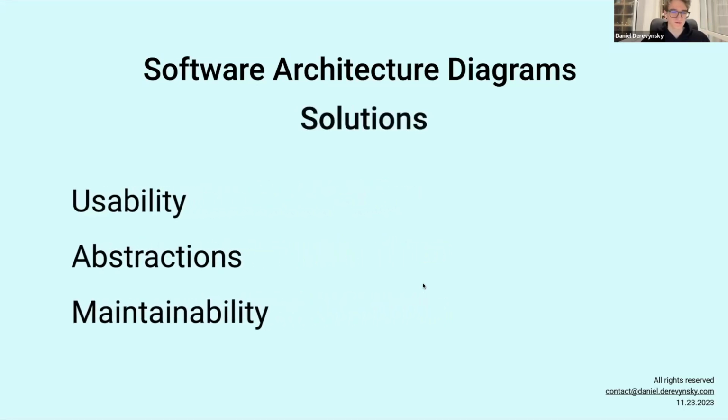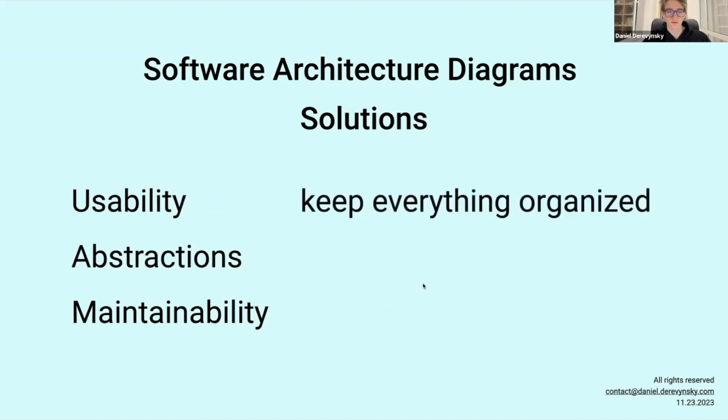So let's briefly discuss the possible solutions to the problems that we highlighted. Usability has a pretty obvious solution. If you have a lot of diagrams already and you think you're not using them enough, this may be a sign that they're hard to navigate. To help with that, you can start organizing them. You can either put them in one location on your Google Drive, or hyperlink them on your Confluence page. The goal here is just to organize everything.